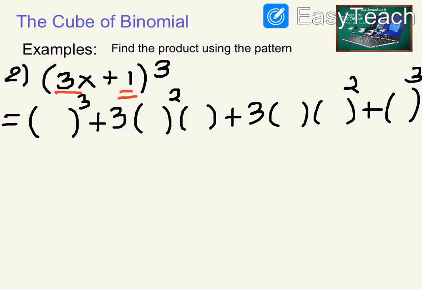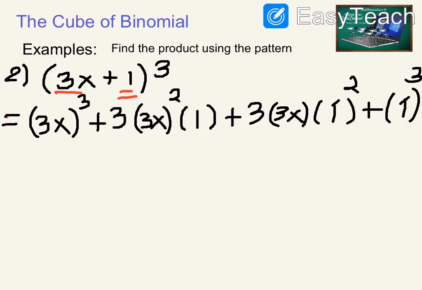So we're going to plug in 3x here, the whole 3x. So write down the whole 3x here, and then for the first quantity we have 3x also, and then for the second quantity we have 1, that is the second term, and then again we have 3x here, and then 1, and then also we have 1 here, and 1.